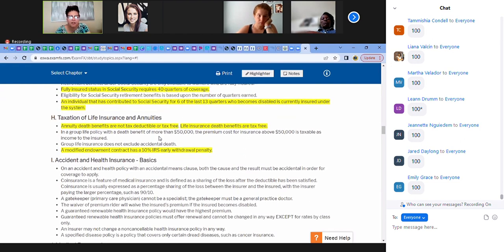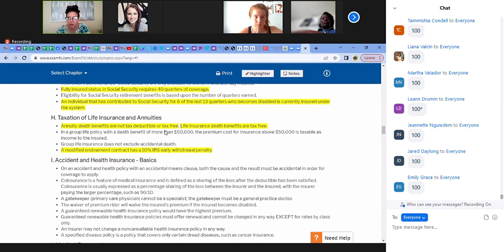Taxation on life insurance and annuities. So annuity death benefits are not tax free. Remember, that person has paid, the money has come out of their check before they pay taxes. So the taxes have been deferred. They rolled it into an annuity. Whenever that money comes out, they're going to pay taxes on it. Whether they took the money out or they left it to the kid and the kid takes the money out, the money is going to be taxed.